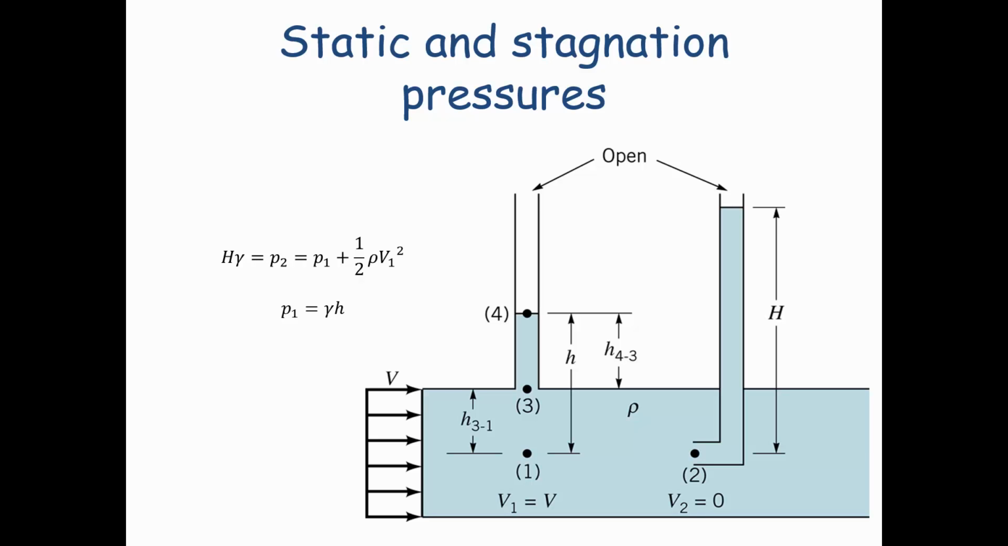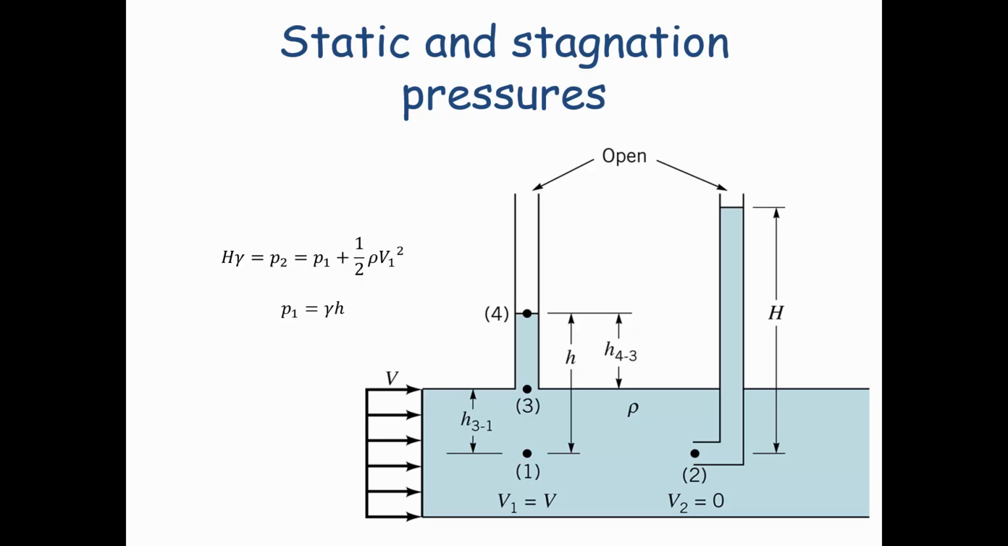And then for the Pitot tube, the water height is equal to capital H, and that's the distance between point 2 and the top of the liquid surface inside that tube. That's on the right-hand side. At point 1, the velocity is equal to V, which is the uniform velocity in the tube, and at point 2, which is just at the opening to the Pitot tube, the velocity is equal to 0.